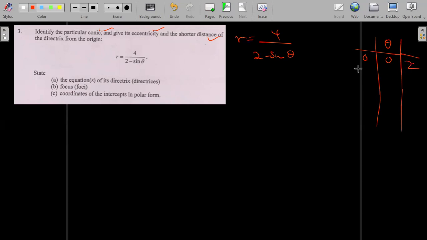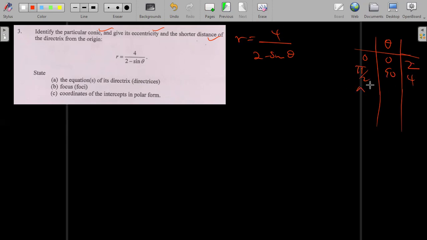Then the next one, you have pi over 2, which is 90. Replace there, and sine 90 is 1, so 2 minus 1 gives you 1, then that will be 4. So you get 4 there.